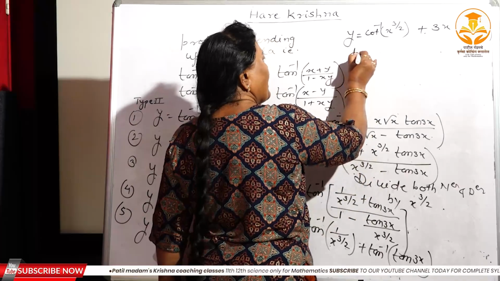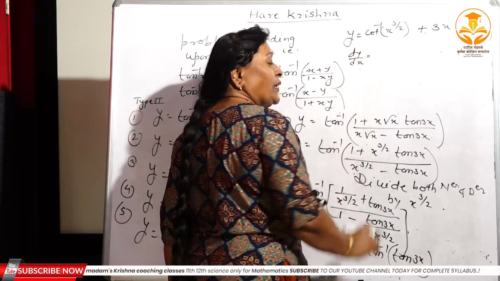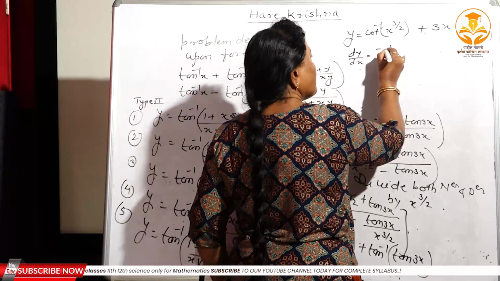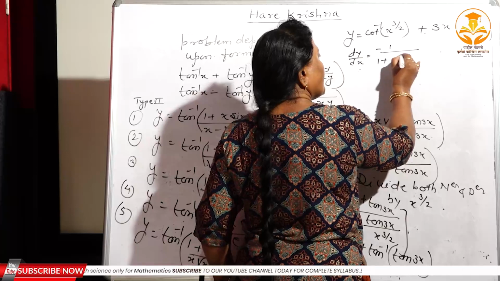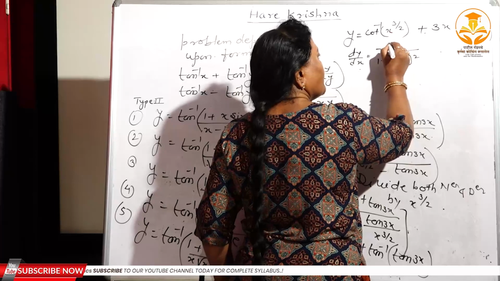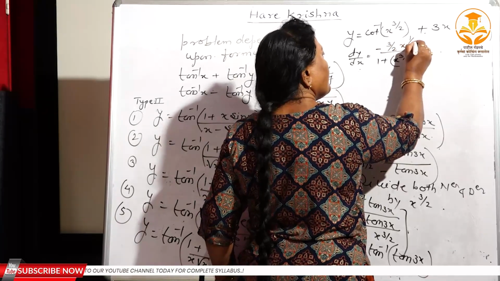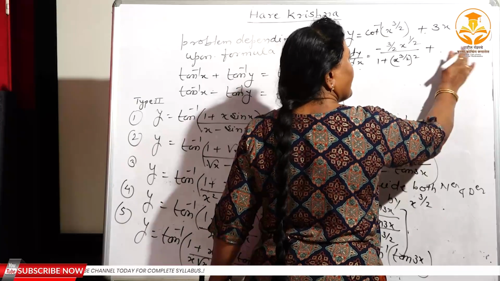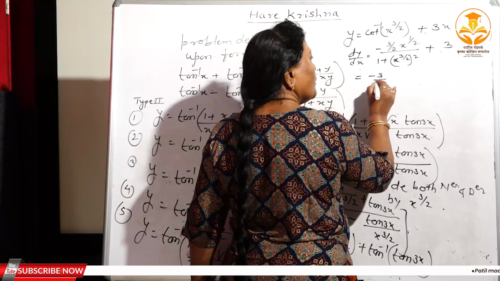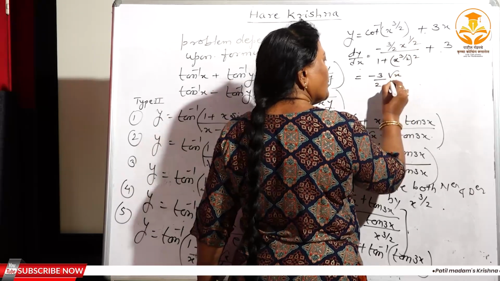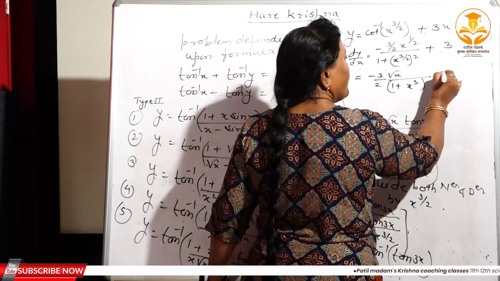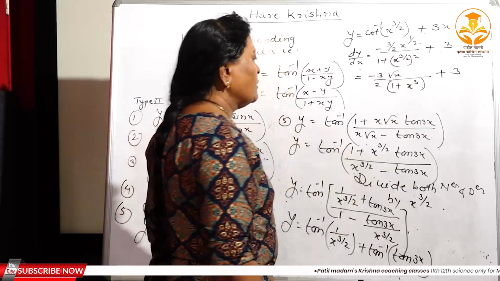Again see, dy by dx. What is the derivative of cot inverse u? That is minus 1 upon 1 plus u square, means minus 1 upon 1 plus (x to the power 3 by 2) whole square. And what is the derivative of x to the power 3 by 2? That is 3 by 2 x to the power 1 by 2. And what is the derivative of 3x? That is equal to 3. Therefore, you can write this as minus 3 by 2, x to the power 1 by 2 you can write as root x, here again 2 gets cancelled, 1 plus x to the power 3, and plus 3. This is the result, isn't it?